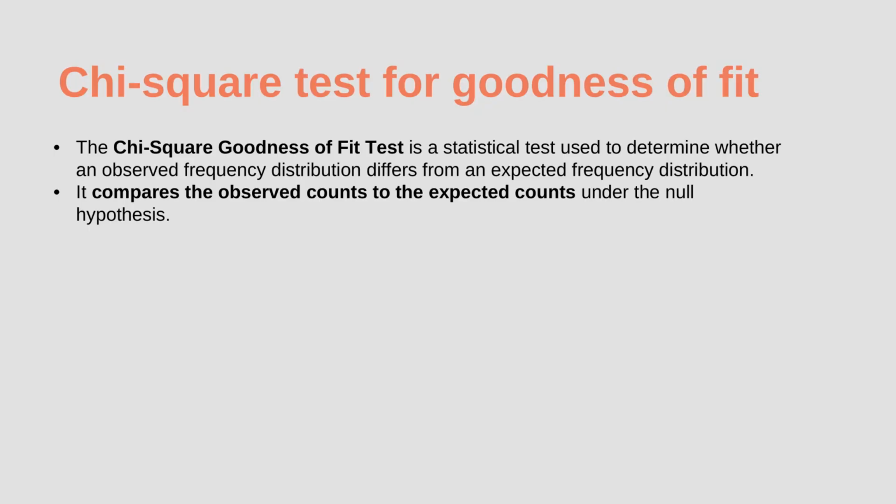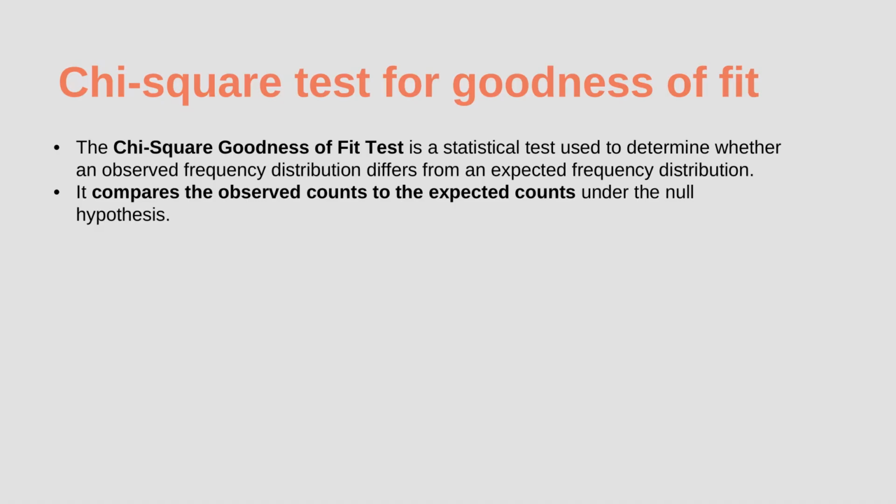We have used the chi-squared test to compare proportions in two categorical variables. This time we'll use another variant of the chi-square test to compare a single categorical variable to a hypothesized distribution. This is the chi-square test for goodness of fit. The chi-square goodness of fit test is a statistical method used to assess whether the observed distribution of a categorical variable matches an expected distribution.